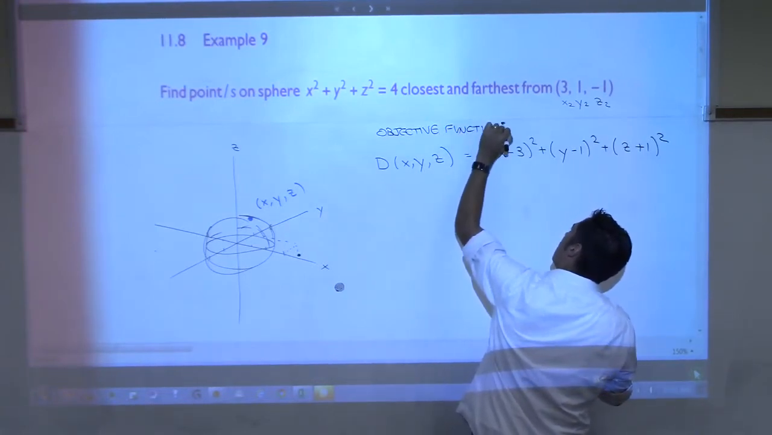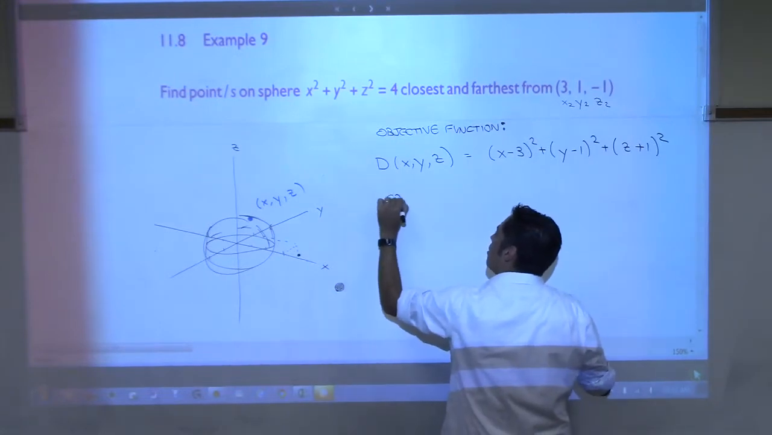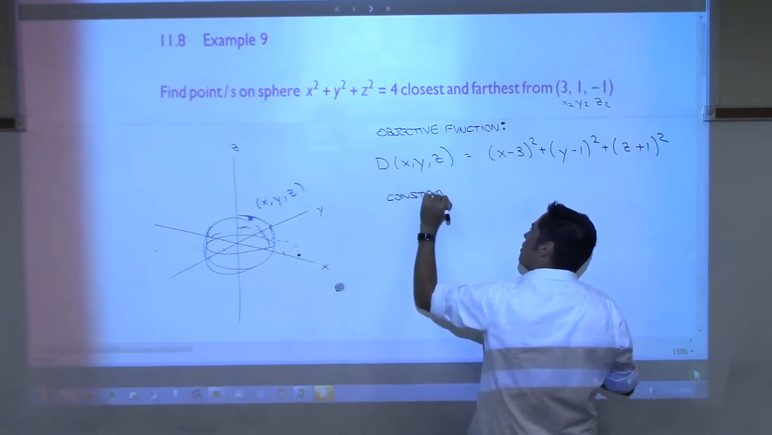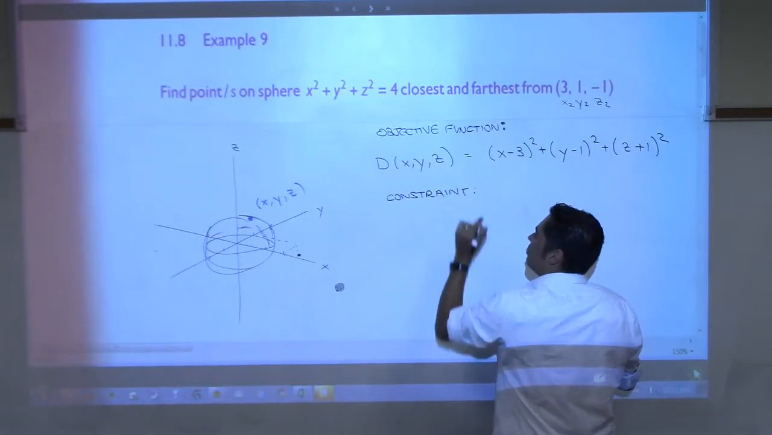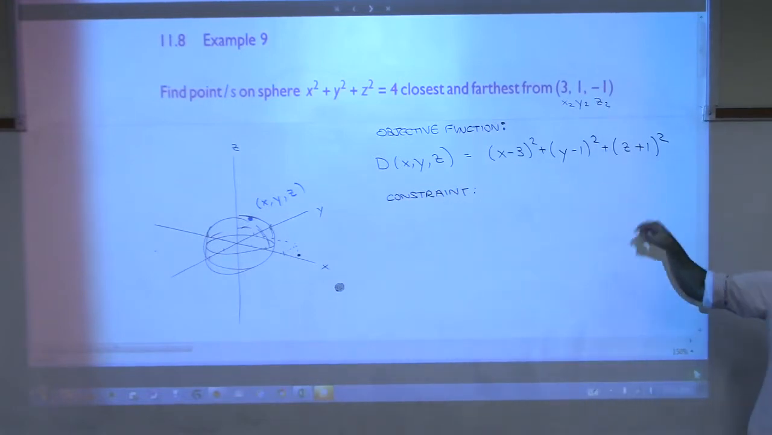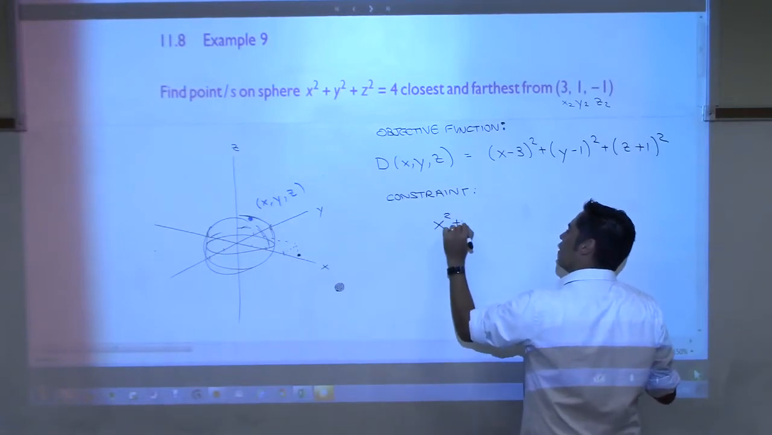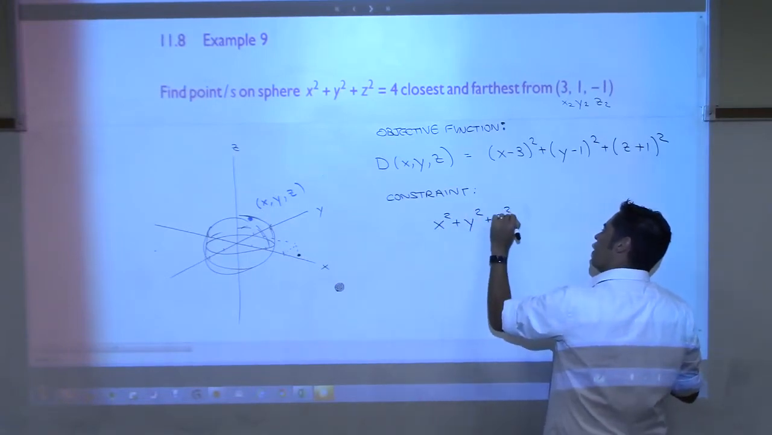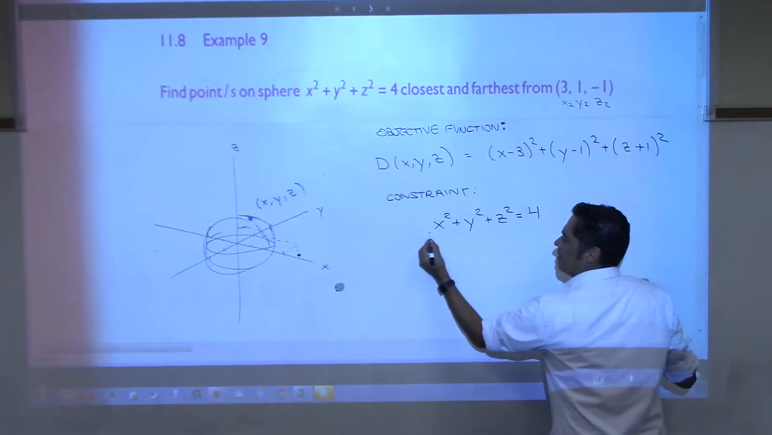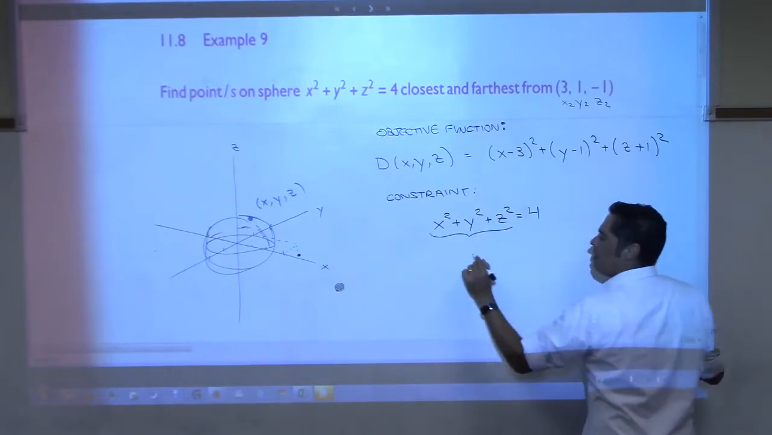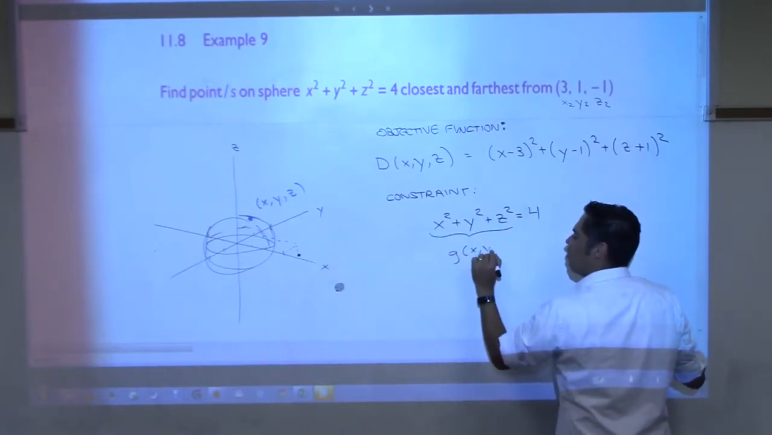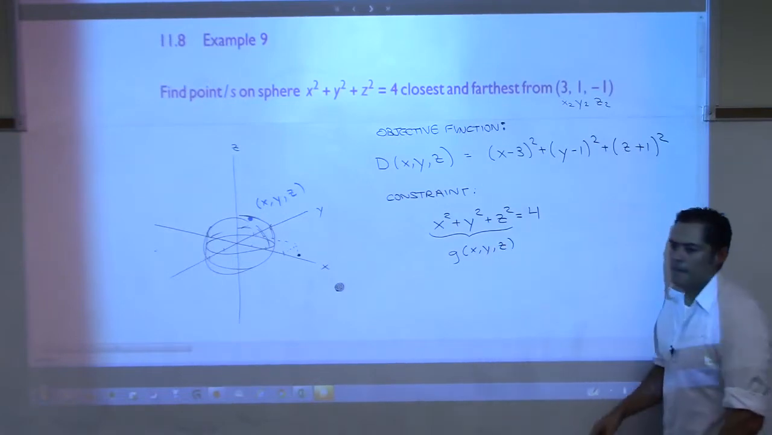All right. And then the constraint. This is what forces that point x, y, z onto our sphere. So the constraint is x squared plus y squared plus z squared equals 4. And this side right here is our g of x, y, z.